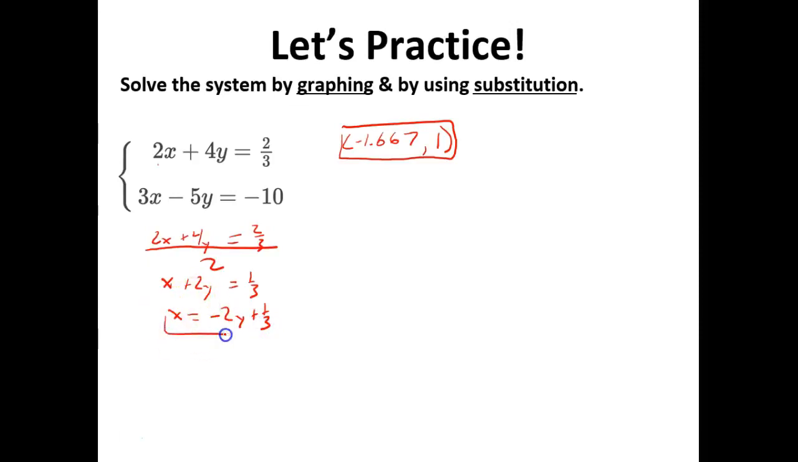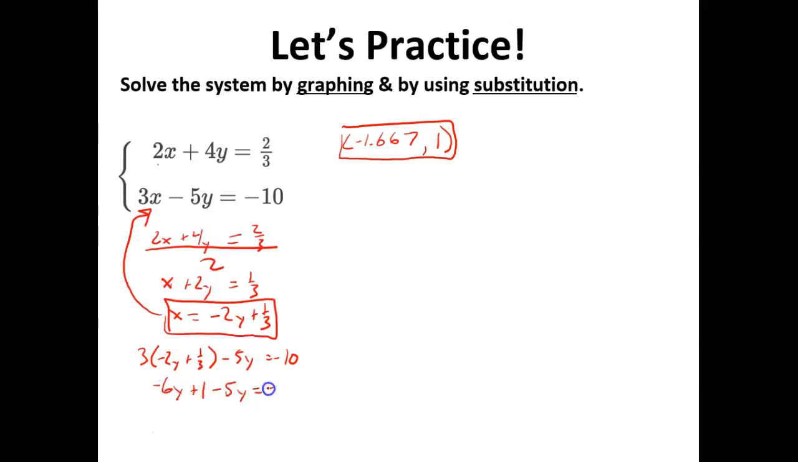Now that I have what x is equivalent to, I can go and substitute it into this equation. So we have 3 times, well, our x is -2y plus 1/3, minus 5y is equal to -10. Now I have only one variable here. I'm going to do a little bit of work to try to figure out what that variable is. So -11y is equal to -11. y is going to be 1. So far it checks out.